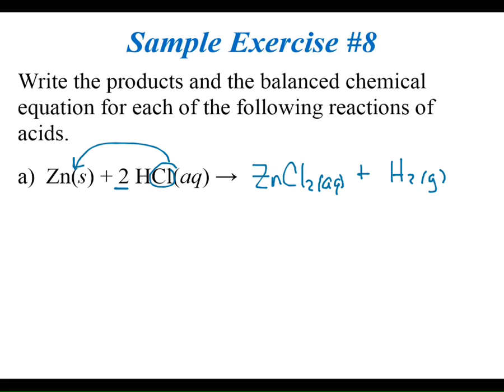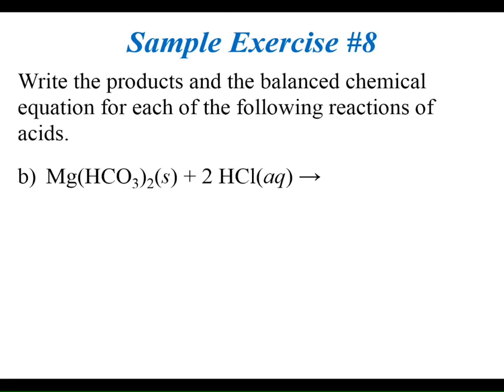Okay, let's try another one. Name that first one. Magnesium bicarbonate, or you could call it magnesium hydrogen carbonate. And HCl. Now I have 2 things that are going to move. They're going to swap places, so it's a double replacement now. What's the first product I will make? Magnesium chloride, MgCl2.